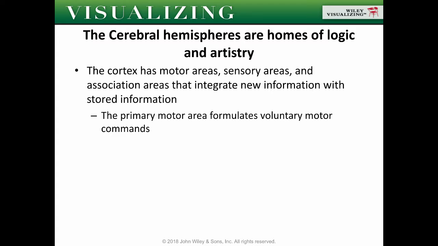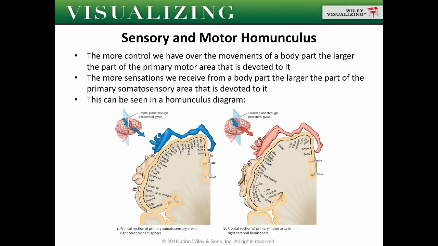So the primary motor area formulates voluntary motor commands. One is for thinking, creativity, etc. So we have in our brain what you call the sensory motor homunculus. They call it a homunculus basically because these are regions in the cortex, the surface of the brain, that are responsible for certain sensation and movement. So they have control over those sensations and movements. So the more control we have over the movements of a body part, the larger the part of the primary control area that is devoted to it.